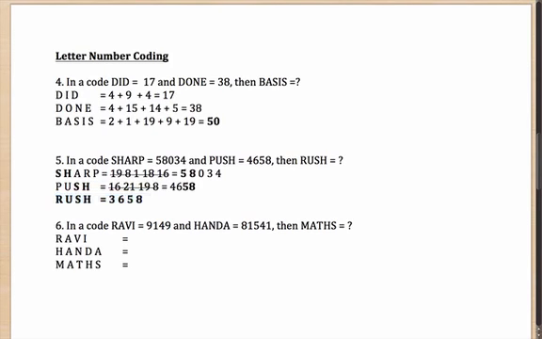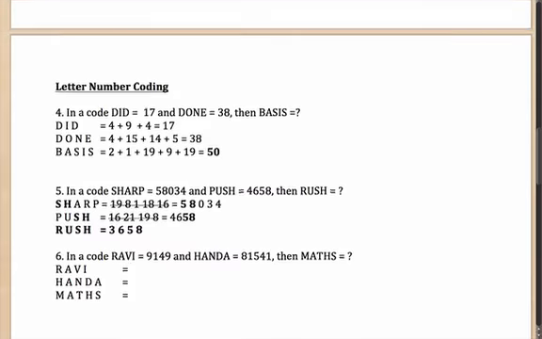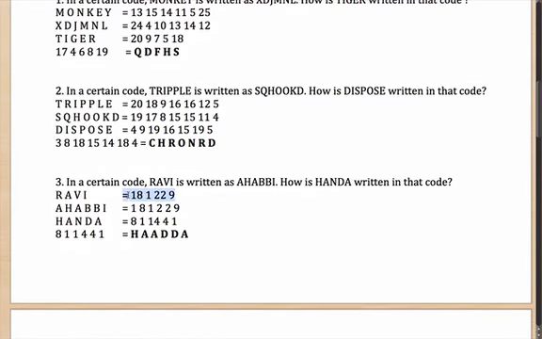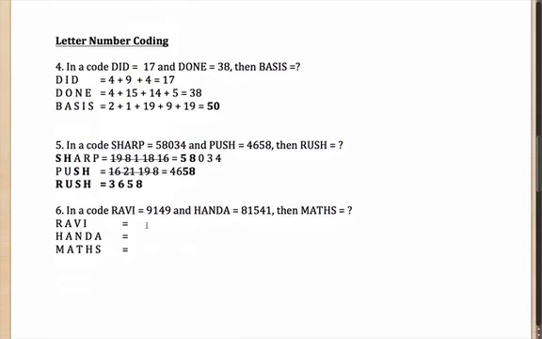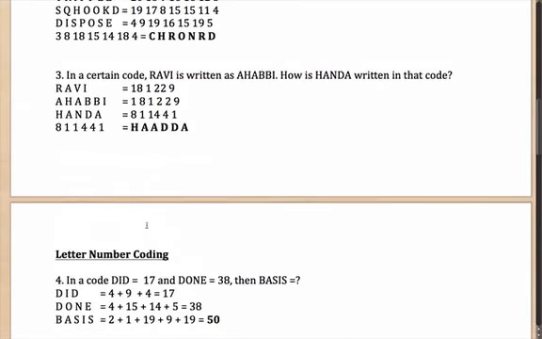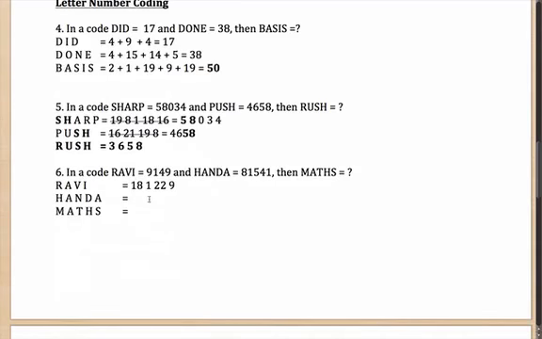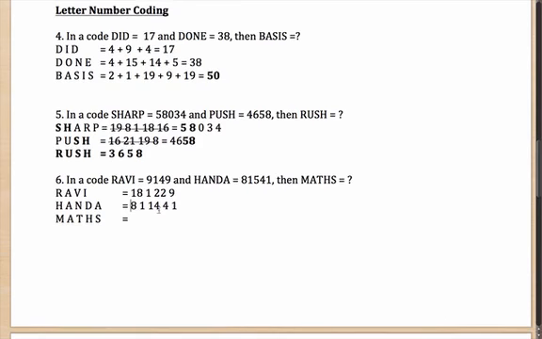Once again, getting a little personal. What do we have for Ravi? I just did Ravi here. Let me get this. So Ravi is 18, 1, 22, 9. Handa also I did here. That was 8, 1, 14, 4, 1. So I get that here, and I need to find it out for maths.